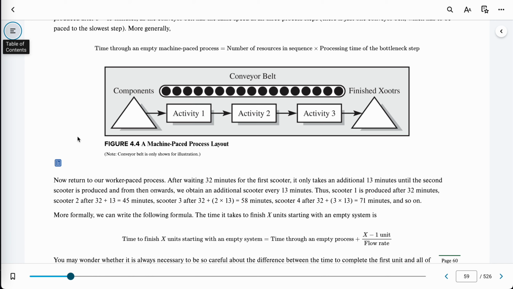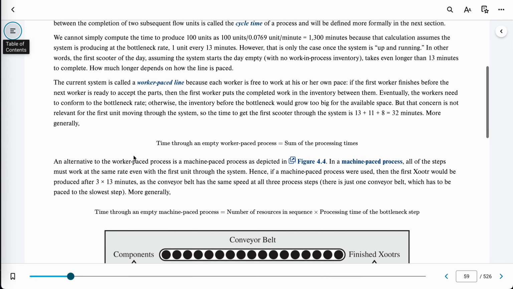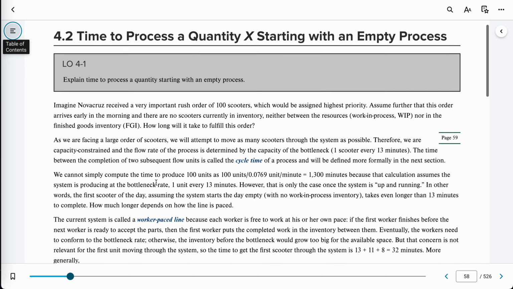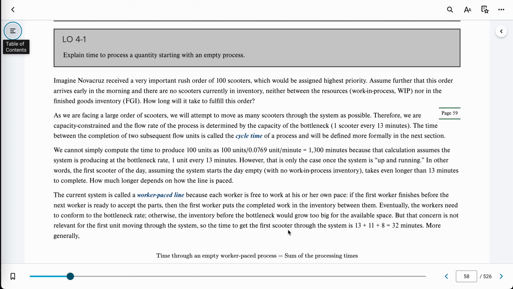Now, in a lot of assembly lines that work overtime, work in process inventory can be left over at, say, the end of the shift, which can be picked up at the beginning of the shift next week, the next time you start the process. But in a lot of cases, work in process gets used up at the end of the day. So you start the day with an empty assembly line. So when you have an empty assembly line, the first unit that goes through it is always going to be different. So the first scooter that goes through the system takes 32 minutes.